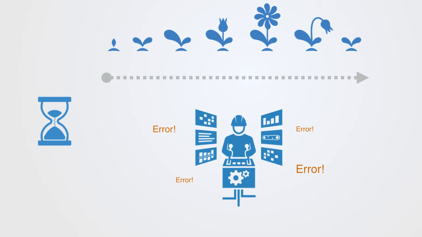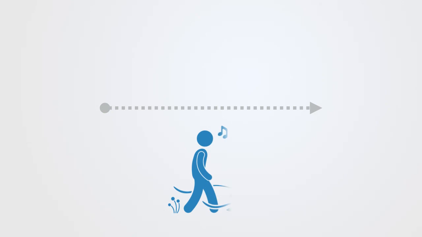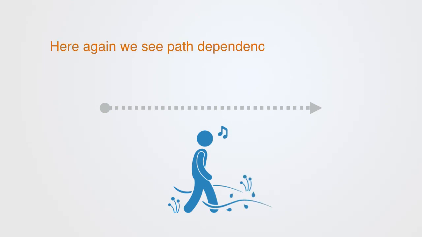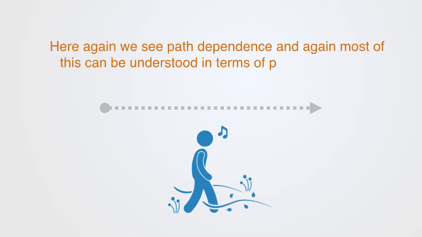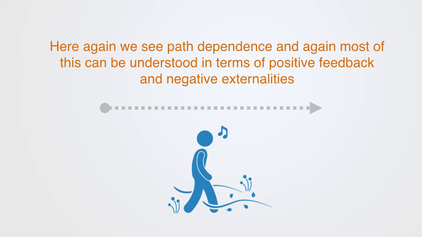If the macro system has self-organized into a critical state, there is nothing we can do about that now. You cannot now affect this macro situation and the slow variables associated with it by altering fast variables. The possibility for solving that problem was in the past. Here again, we see path dependency. And again, most of this can be understood in terms of positive feedback and negative externalities.